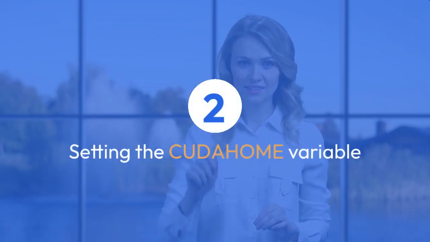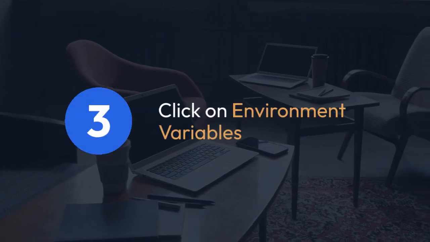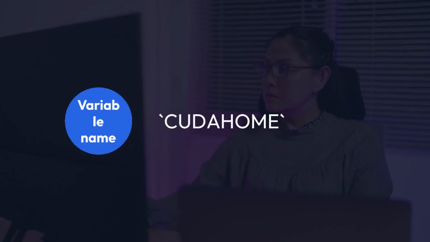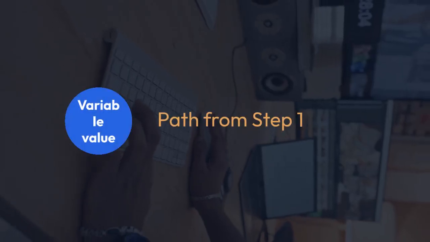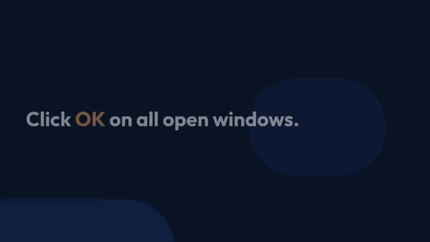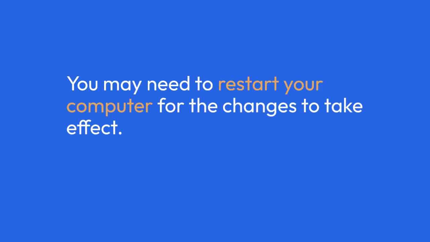2. Setting the CUDA_HOME variable, Windows. On Windows, you'll need to set the CUDA_HOME environment variable. Open your system's environment variable settings. Search for environment variables in the Start menu. Click on Environment Variables. Under System Variables, click New. For variable name, enter CUDA_HOME. For variable value, paste the path you found in Step 1. For example, C:\Program Files\NVIDIA GPU Computing Toolkit\CUDA\v11.8. Click OK on all open windows. You may need to restart your computer for the changes to take effect.